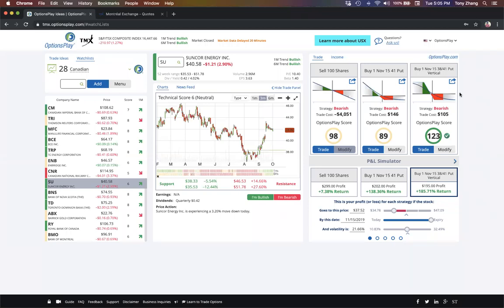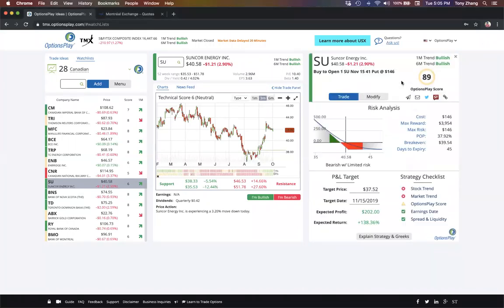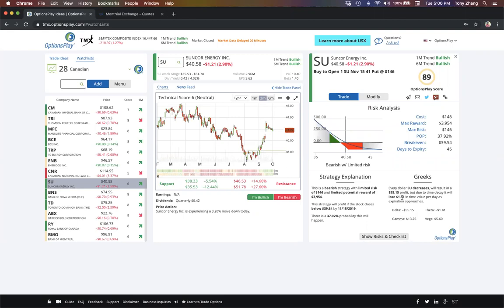So that's how you would utilize that. Debbie's saying, where do I find delta and theta? Great question, Debbie. On any strategy, you can click on the blue share button, or you can just click on the P&L graph. There's a button at the bottom that says explain strategy in Greek. So we'll show you the Greeks down here, and we also try to explain it to you in plain English, so it's a little easier to understand.